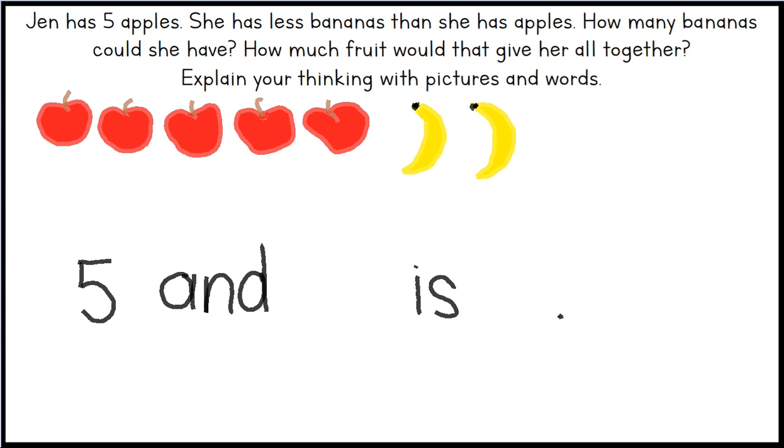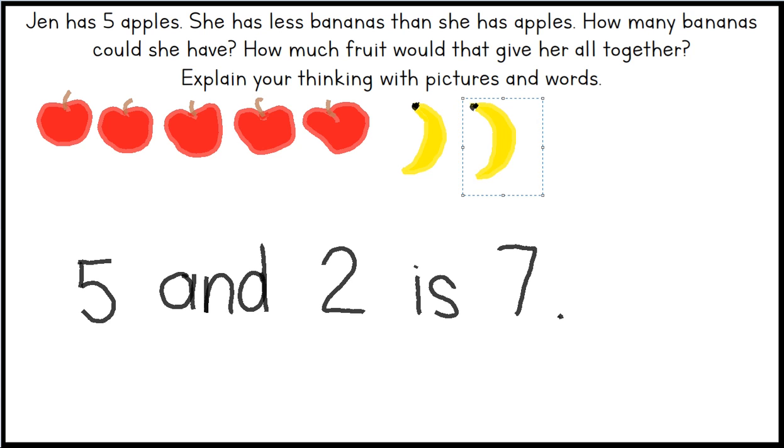All right, so now I took away another banana. How many bananas do I have? I have 2. All right, so 5 and 2 is 1, 2, 3, 4, 5, 6, 7. And you probably already knew that because when we had 3 bananas, it was 8, and we took 1 away, which would be 7. 5 and 2 is 7.